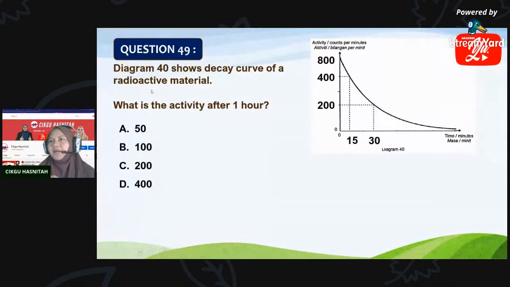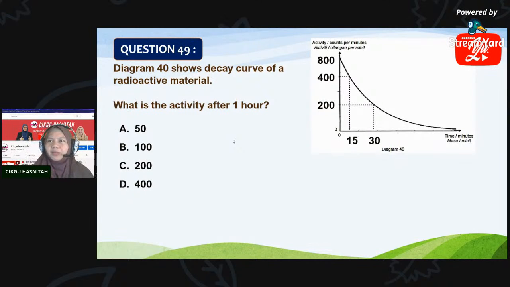So the question is, diagram 40 shows a decay curve of a radioactive material. What is the activity after 1 hour? After 1 hour, how much sample is left? We know this sample undergoes radioactive decay. So after 1 hour, what will be the amount of activity left? Please calculate. For those who are not done yet, I give you a few seconds to try before I show you the solution.